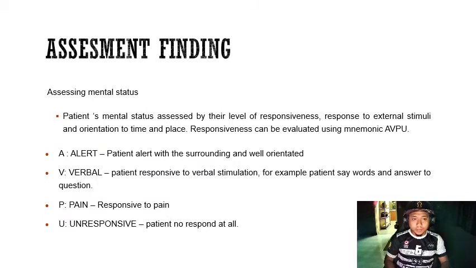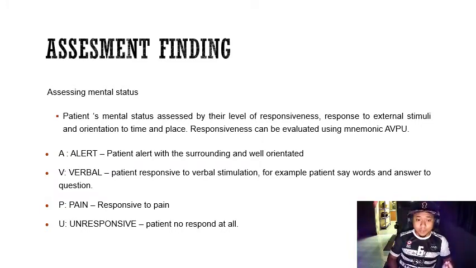Okay, assessment of mental status. We can use the AVPU. A stands for alert, V verbal, P pain, and U stands for unresponsive. Patient mental status is assessed by their level of responsiveness, response to external stimuli, and orientation to time and place. Responsiveness can be evaluated using the mnemonic AVPU. A is alert, the patient is alert to the surrounding and well oriented.